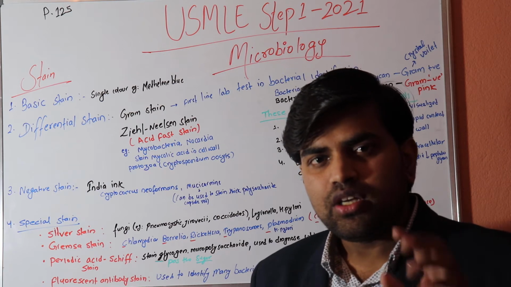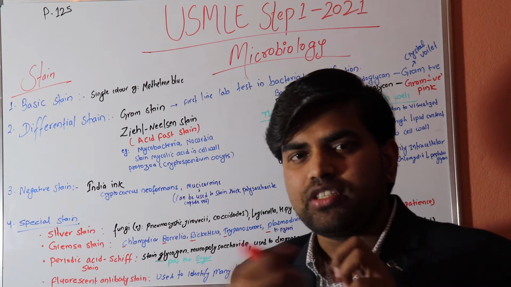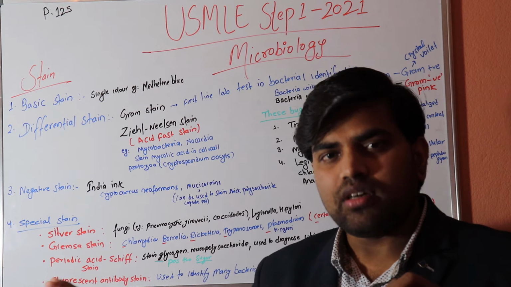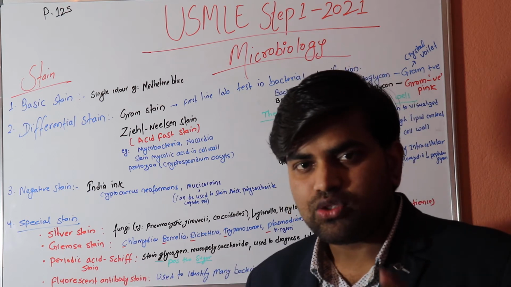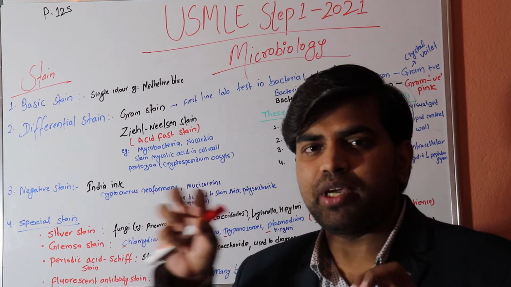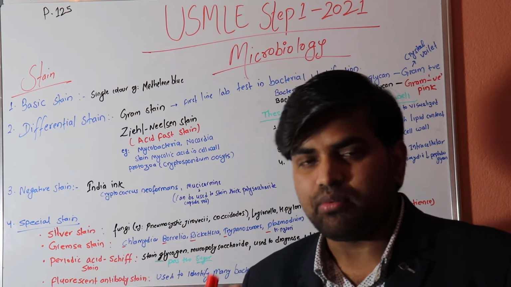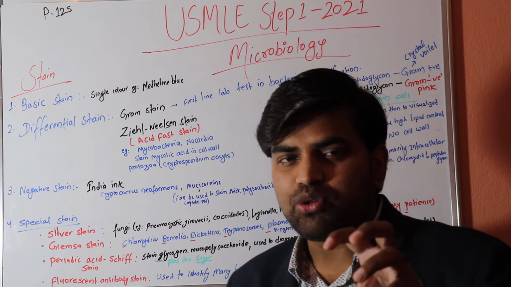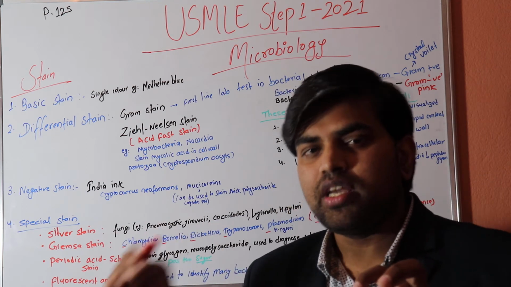In the third stage, we decolorize. Gram-positive organisms don't decolorize because crystal violet is attached to the thick peptidoglycan layer, whereas in gram-negative the peptidoglycan is thin and the dye is washed away, so it becomes colorless. At the third step, the gram-positive remains crystal violet, whereas the gram-negative becomes colorless. At the fourth stage, when you put the counterstain, the gram-positive remains crystal violet, but the gram-negative, colorless in the third stage, takes the counterstain.